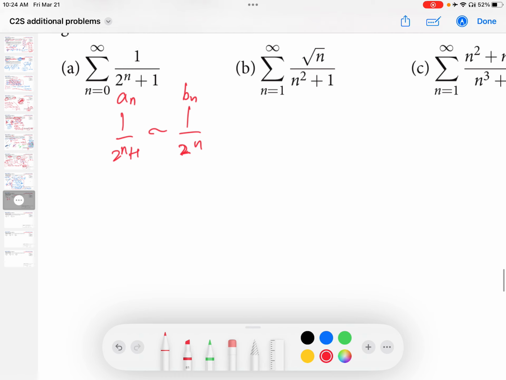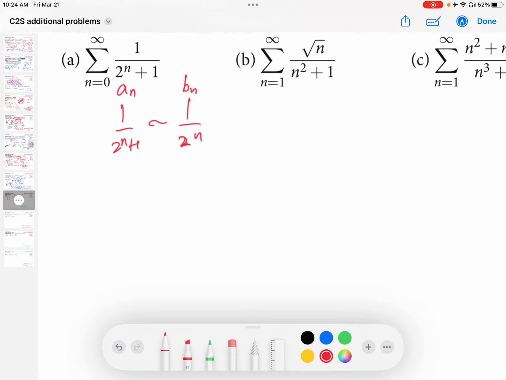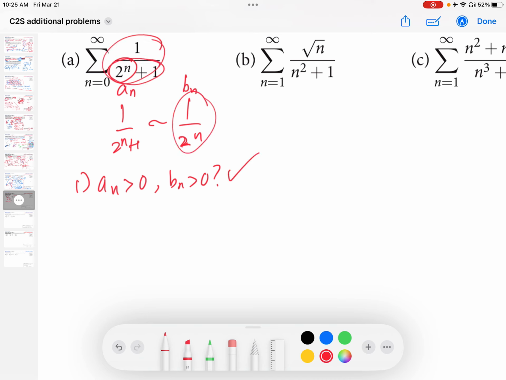So now we go off and we start verifying all the test hypotheses. First of all, we need to figure out if all the terms in these series are positive. Indeed they are, right? 2 to the n, exponentially growing, never 0, much less negative, so always positive. I add 1, always positive. I take the reciprocal, always positive. And then same deal over here, so check.